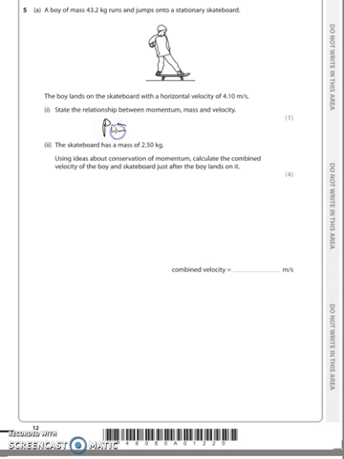So the symbol for momentum is a P, and then mass is M and velocity is V, and that's acceptable, or you could put it in words as well for 1 mark. Now we're going to use ideas about the conservation of momentum, and we're going to calculate the velocity of the boy and the skateboard just after the boy lands on it. It's 4 marks. Now we've got to use ideas about conservation of momentum.